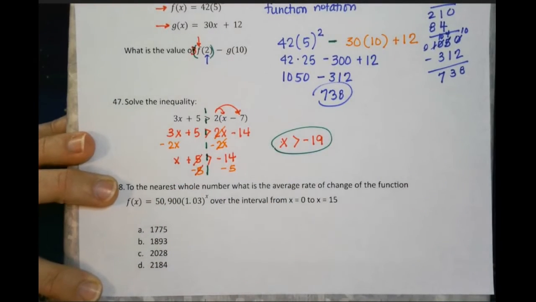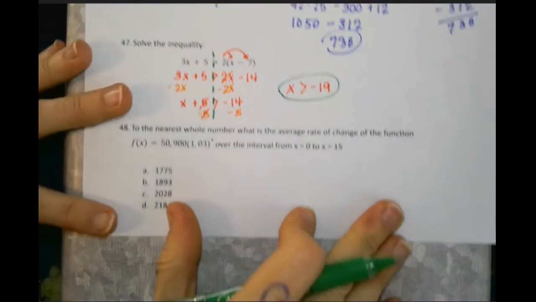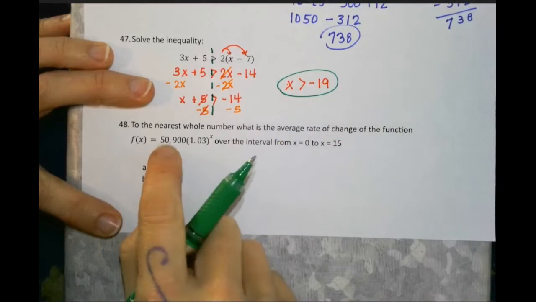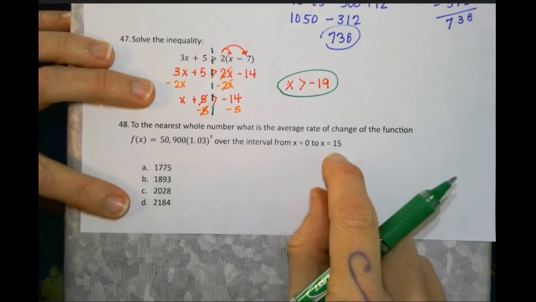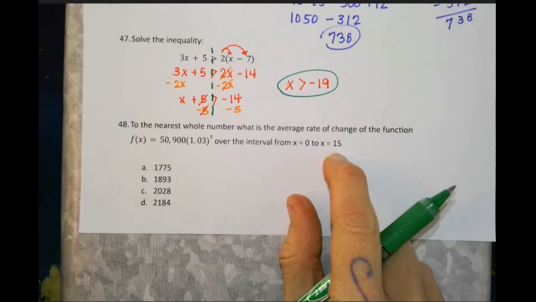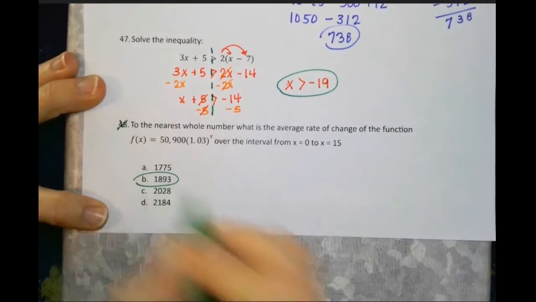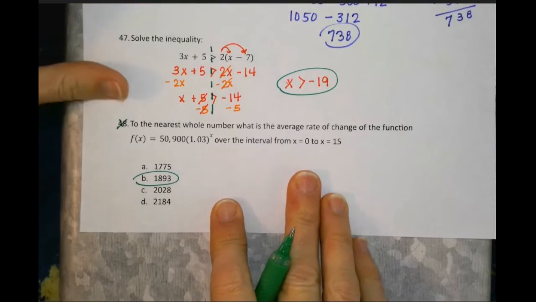I just looked at the time, and we still have time, so we're going to do one more at least. To the nearest whole number, what is the average rate of change for the function f of x over the interval 0 and 15? We definitely already did this one, and the answer is B. So we're going to cross this one out for now, and the answer is B if I recall correctly. If you find out that's not the case, send me a message, and I will show you how to do that one.